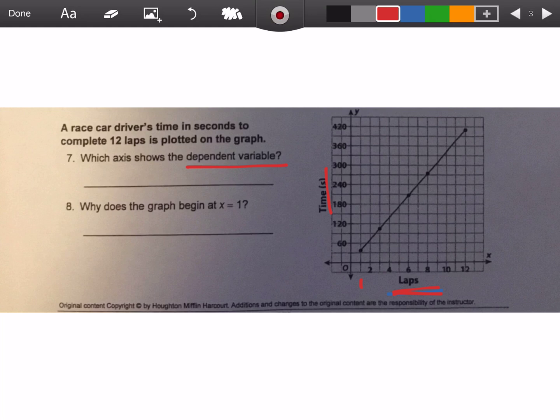And then why does the graph begin at x equals 1? Why did they start the time here at 1 lap? Okay, so explain why you think it starts at 1 and not somewhere else. When you finish this, turn it in, and then you can get on Think Through Math or Prodigy.